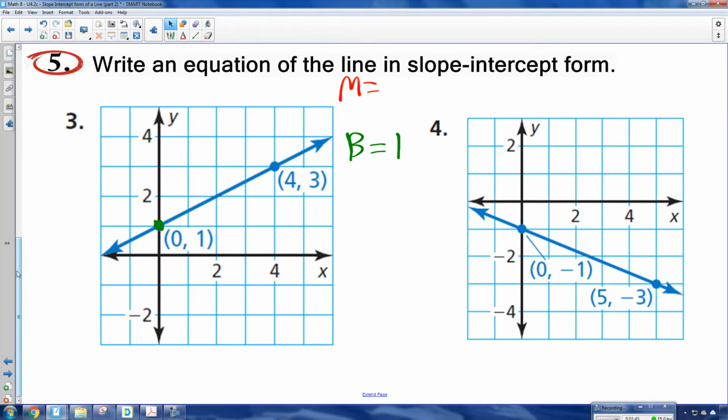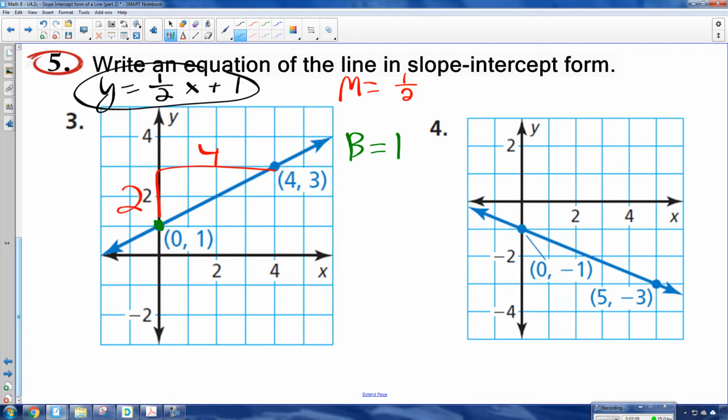And now the slope is rise over run. We rise 2, we run 4. 2 over 4 reduces to 1/2. So what would the equation of the line be? Somebody else? Yes, go ahead. Y equals 1/2 x, right? Yep, that's all right. So that's the red part right there, and plus 1, that's the green part, okay? So pause the video and try number 4. Pause the video and give number 4 a try, okay?